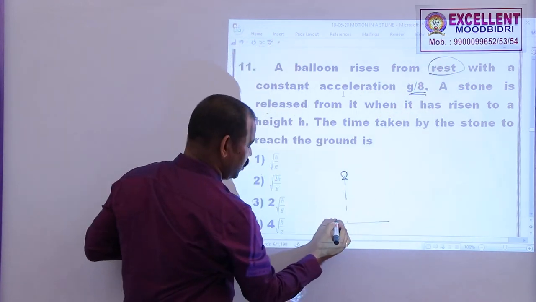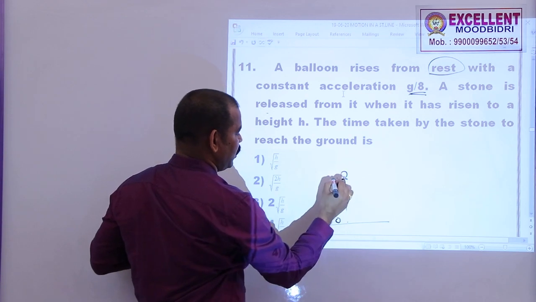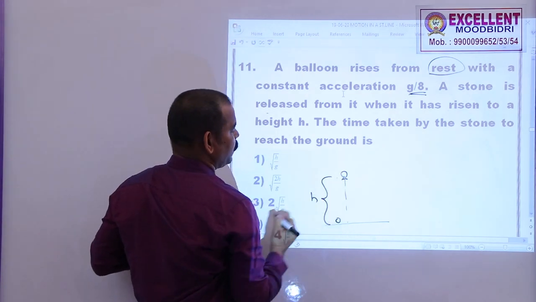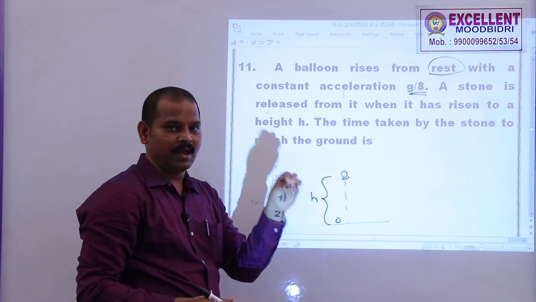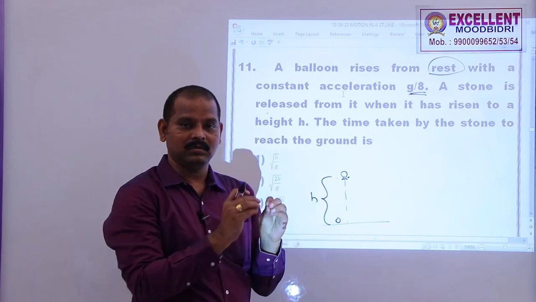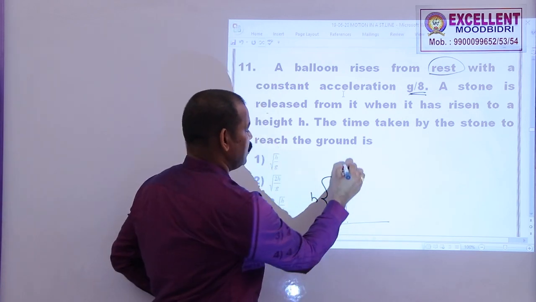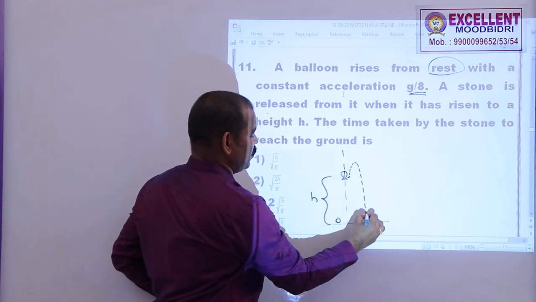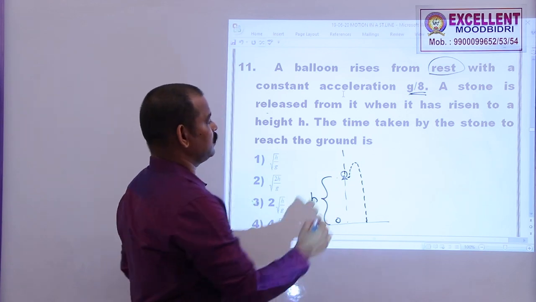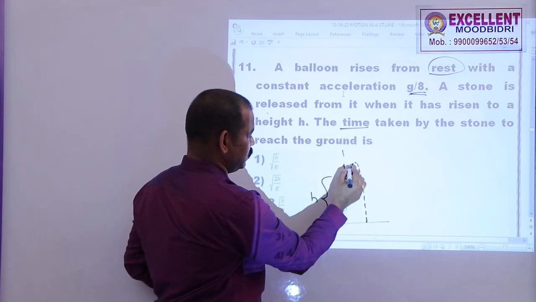It is starting from rest. So what is the initial velocity of the balloon on the ground? 0. And here, after reaching a height h, a stone is dropped. Whenever a body is dropped from a moving object, that body will travel with the moving object and then fall down. So as the balloon is rising up, the stone will go up and then fall down like this. What are they asking? The time taken by the stone to reach the ground. So this time I need to find out.